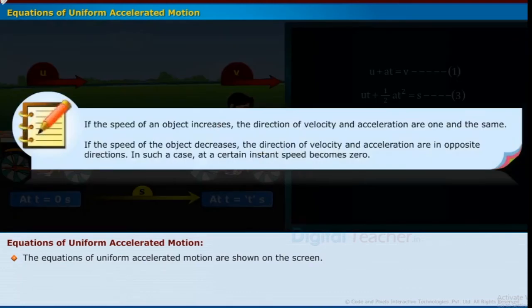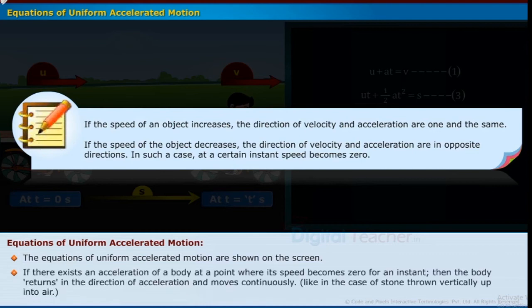Note: if the speed of an object increases, the direction of velocity and acceleration are one and the same. If the speed of the object decreases, the direction of velocity and acceleration are in opposite directions. In such a case, at a certain instant, speed becomes zero. If there exists an acceleration of a body at a point where its speed becomes zero for an instant, then the body returns in the direction of acceleration and moves continuously, like in the case of a stone thrown vertically up into air.